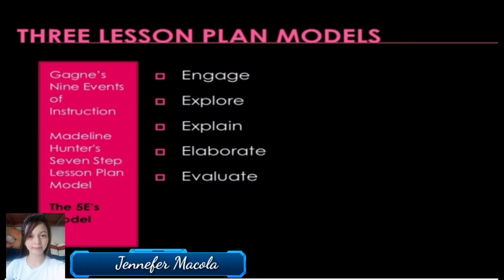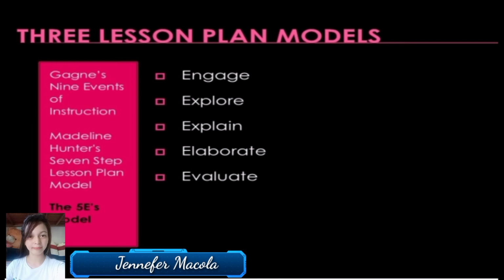Number 2, explore. During the exploration phase, students actively explore the new concept through concrete learning experiences. This allows students to learn in a hands-on way, for example, observation, reading articles, and research.